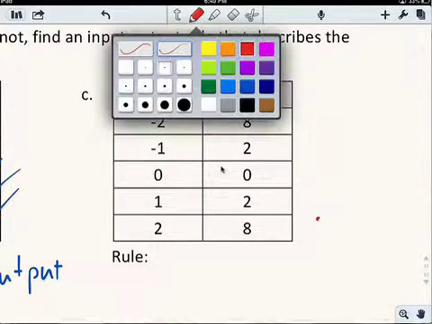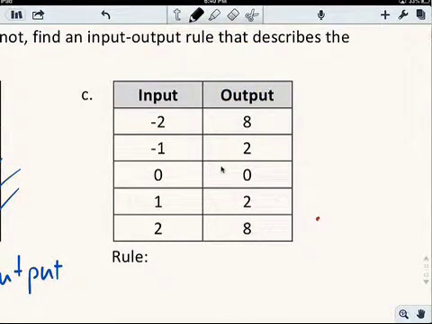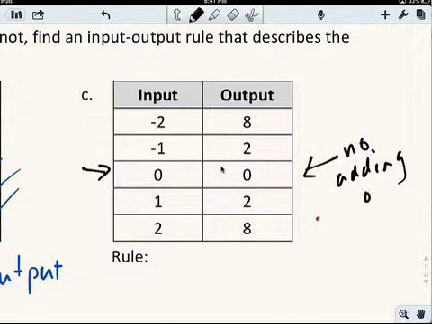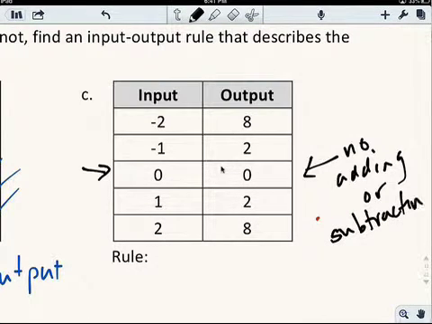Let's see here. I'm going to go back to black ink. I think we should go to the 0 column. And the reason I think we should go there is that you can't go from 0 to 0 by adding or subtracting anything. So I don't think there is any addition or subtraction. No adding or subtracting in the rule, because the only way to go from 0 to 0 is by not adding or subtracting. You can only multiply or divide. Sorry, multiply or square or something like that.